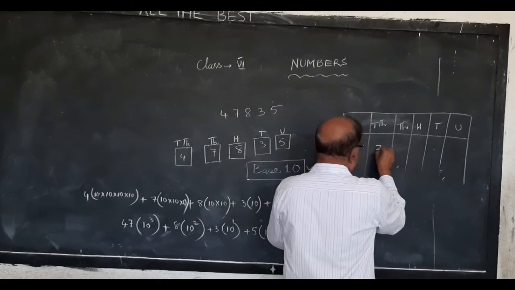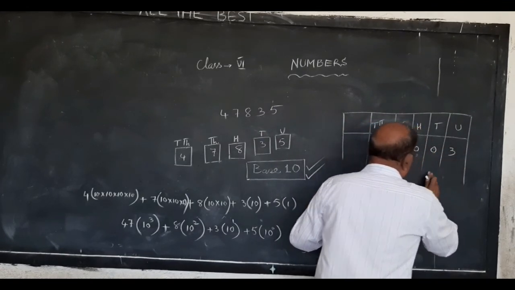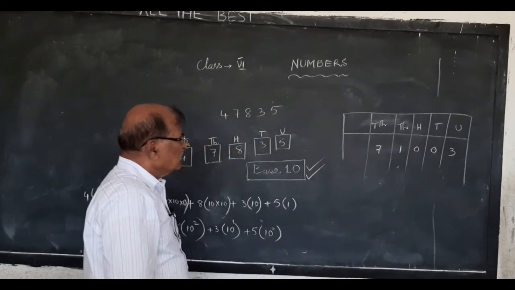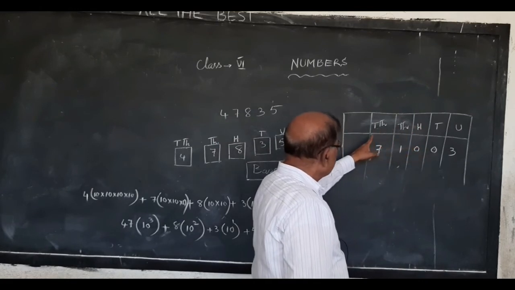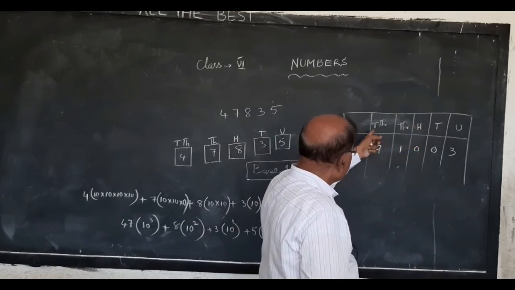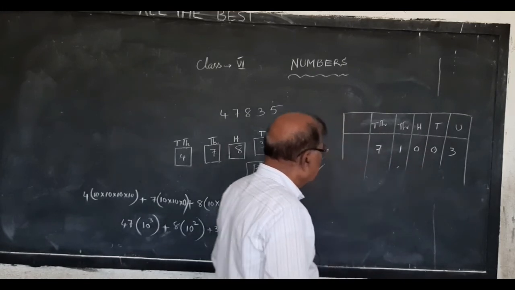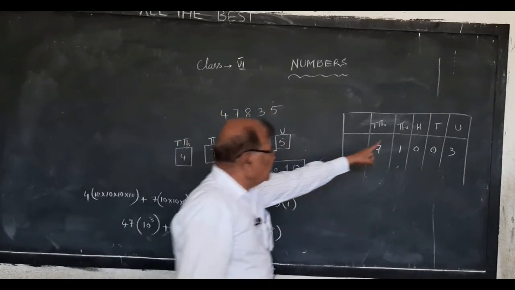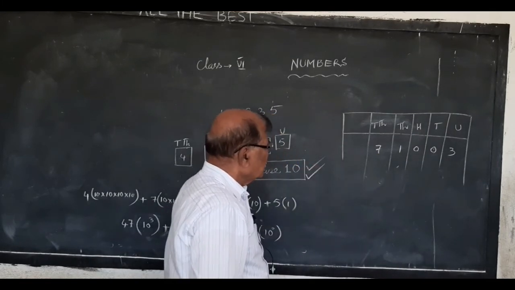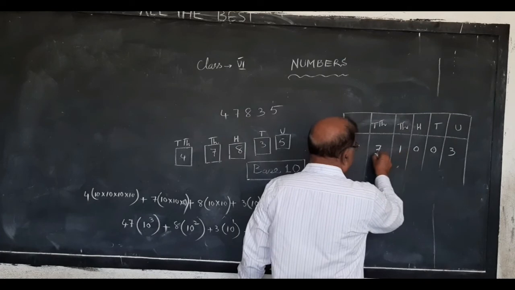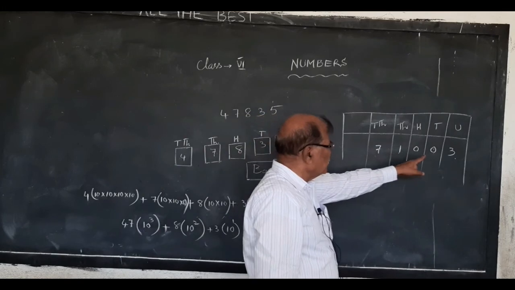For example, take the number 7 1 0 0 3. Units, tens, hundreds, thousands. If you observe carefully, you will be finding zeros in the hundreds place and tens place. How do you read this? You can read this as 71,003.